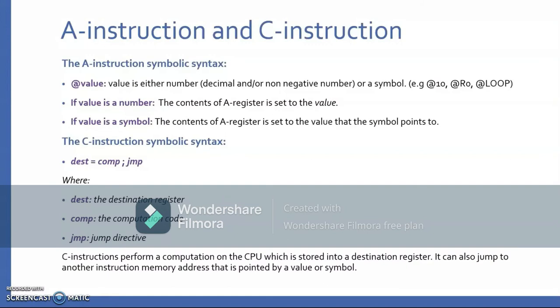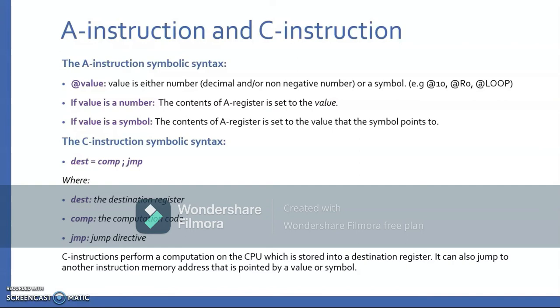Here I will explain the A instruction and the C instruction in more detail. The A instruction has a symbolic syntax of @value. This value can either be a number, that is a decimal, non-negative number, or a symbol. If the value of the A instruction is a number, then the instruction will set the contents of the A register to the specified value in the instruction.